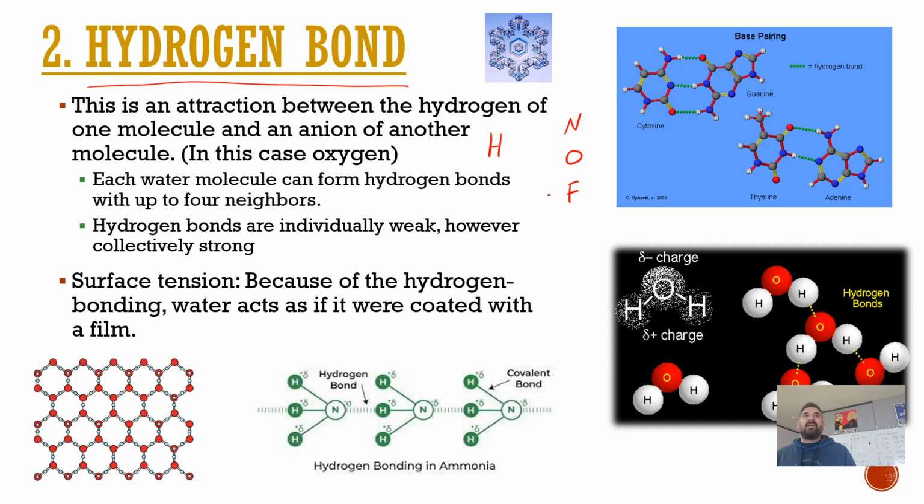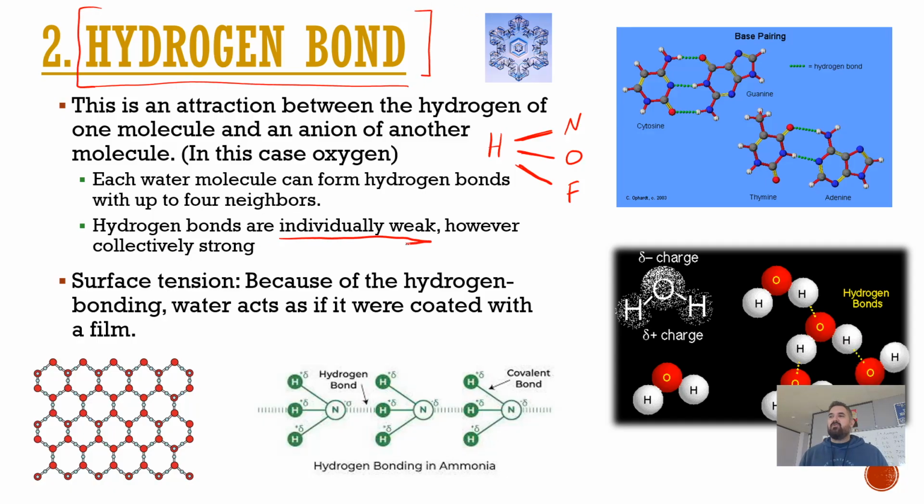So a hydrogen bond is a polar bond. However, it's stronger than a regular polar bond. So y'all remember dipole-dipole? So hydrogen bonds are much stronger than dipole-dipoles. In order to have a hydrogen bond, you have to have a hydrogen that's bonded to a nitrogen or an oxygen or a fluorine. In the case of H2O, you have hydrogens that are bonded to oxygen, so we have these hydrogen bonds.